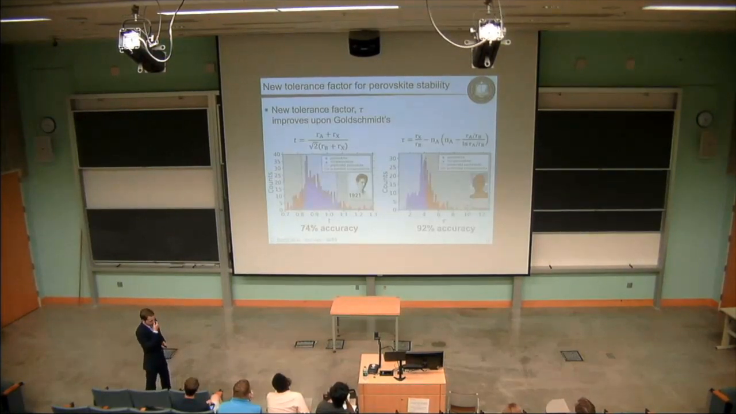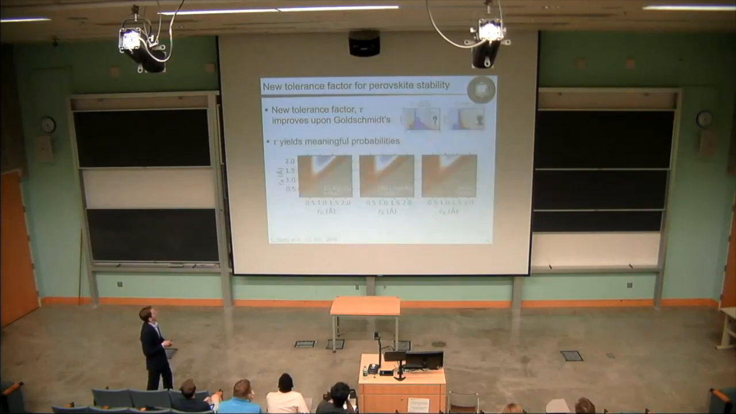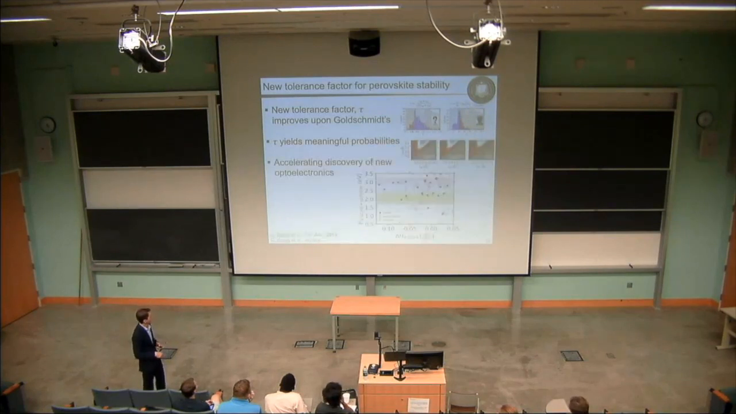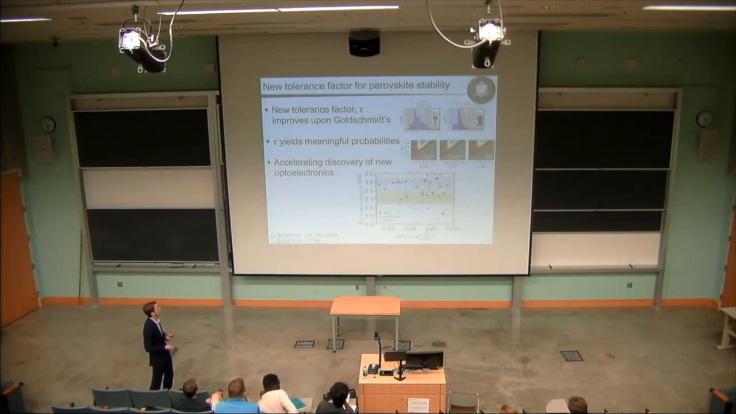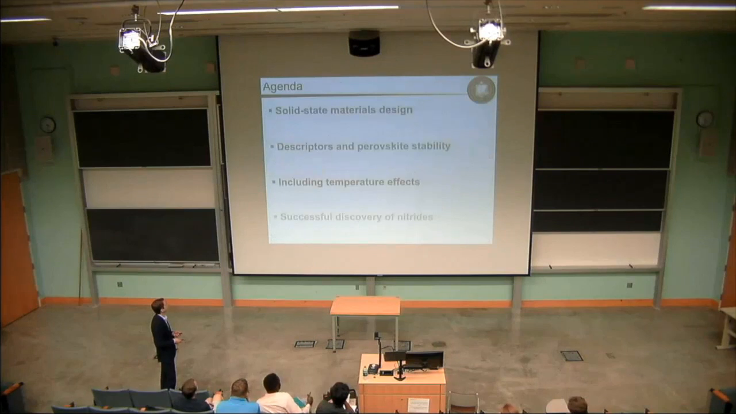And so just summarizing this portion of my talk, we use Ciso to develop a new tolerance factor tau that improves significantly on the previous gold standard. We show that because tau is a simple expression, we can obtain these probability maps and also extract the meaningful consequence of each of these parameters in the descriptor we find. And then finally, we demonstrate a mechanism by which we can use tau-based predictions to try to identify new materials for optoelectronic applications.